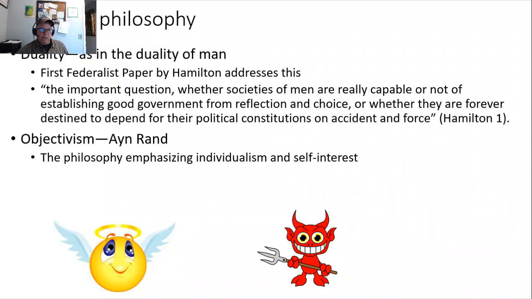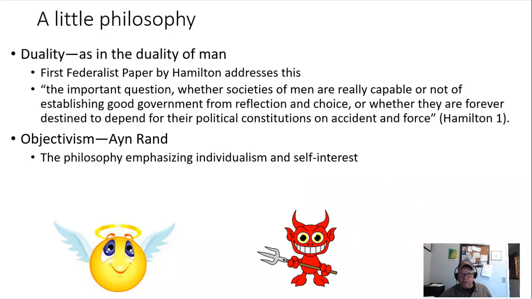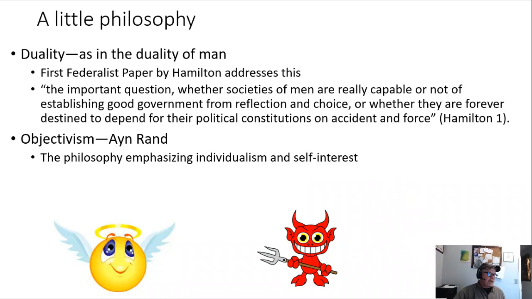All right, let's finish up with this. A little sort of fun, little new idea. Philosophy. There's this concept of the duality of man. And believe it or not, this does apply to the Constitution. The framers thought about it, that humans have that angel and devil on their shoulder. And Hamilton, in the first Federalist paper, writes about whether societies are really capable of establishing good government using the angel on their shoulder.